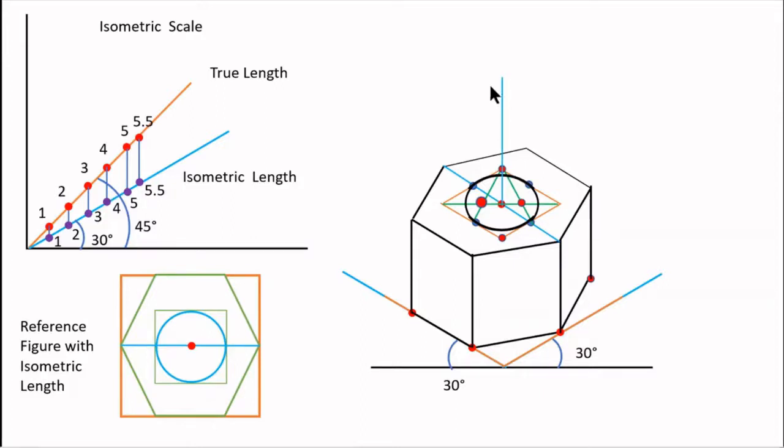On this vertical I'll be taking the axis height of 55, which I borrow from the isometric scale. So the isometric length of 55 I'll be taking along the axis and finding the apex. From the apex I'll be drawing tangents to the isometric circle on either side. This would give me the outline of the cone. I erase the unnecessary edges, and this is the final view, the isometric projection that is desired.